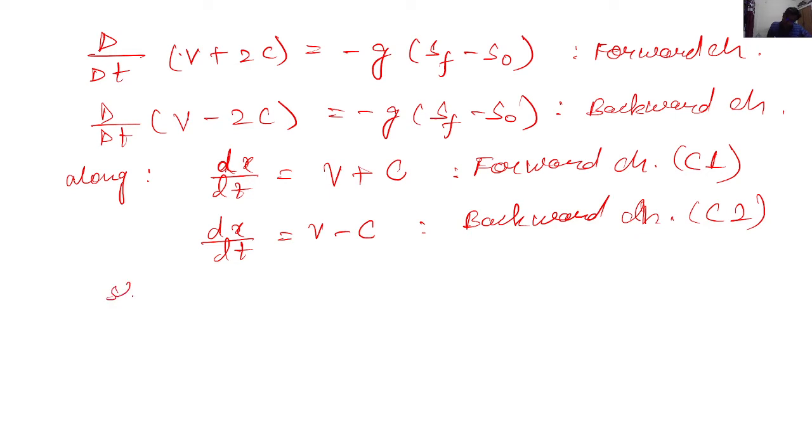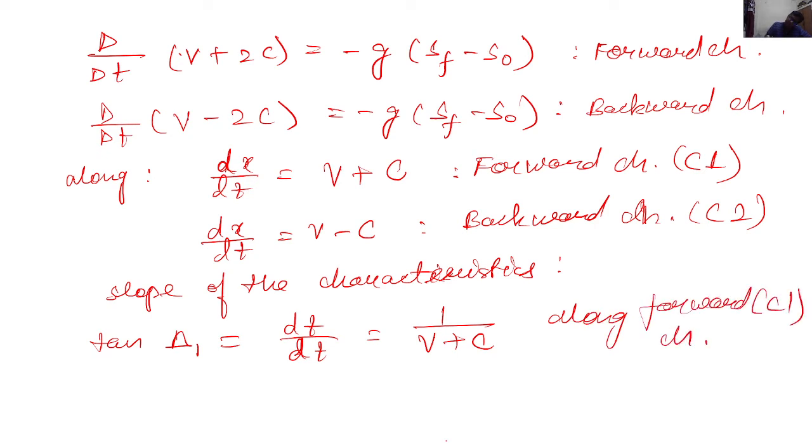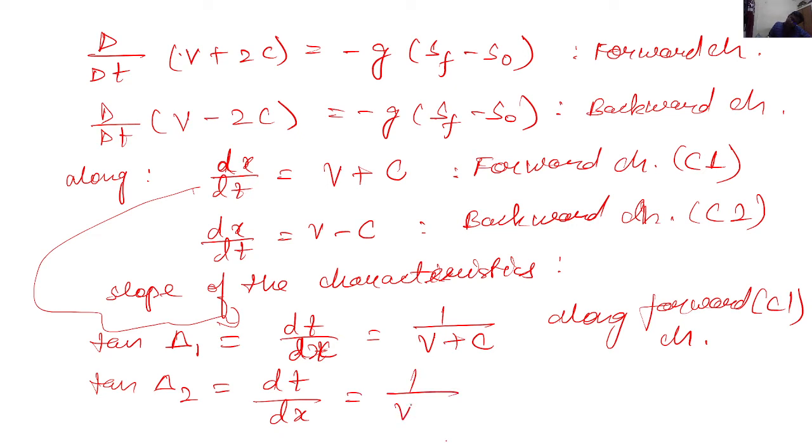So the slope of the characteristics in a t versus x plane, let us suppose that tan delta 1 is dt by dx. Dt by dx is nothing but 1 by v plus c for a forward characteristic, so it will be 1 by v plus c along the forward C1 characteristic. And tan delta 2 is equal to dt by dx, which is 1 by v minus c along the backward or C2 characteristic. So we arrive at the slopes of the characteristic curves.